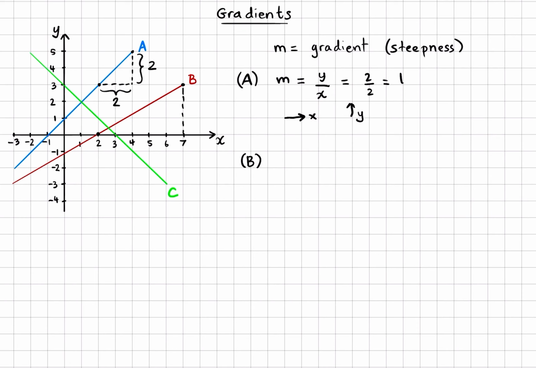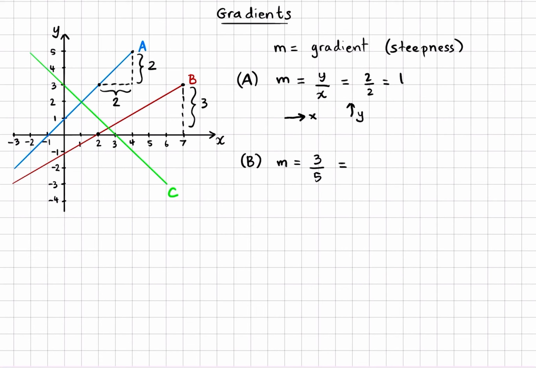Make my triangle. I don't need to make the base. So I'll just count the height now, which is 3. Counting the base goes from 2 to 7, so that's 5 steps. So for B, I'm going to divide 3 by 5. Now I don't need to put that in a calculator, it's just a fraction. So it's a fraction, which means it's smaller than 1.